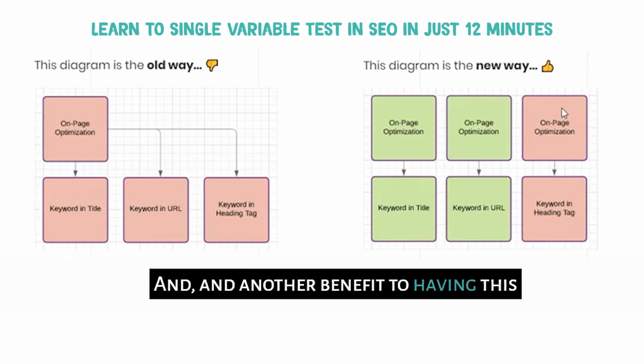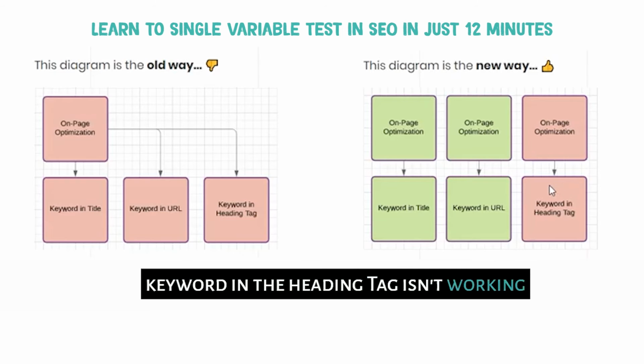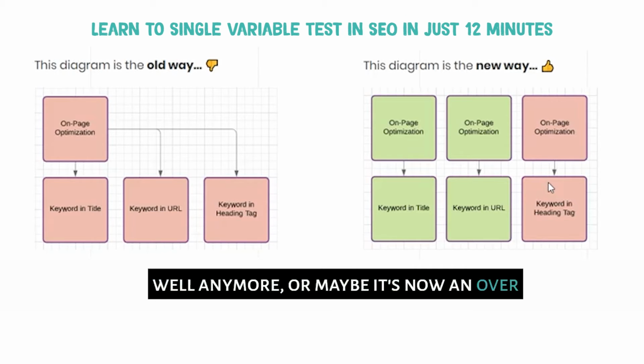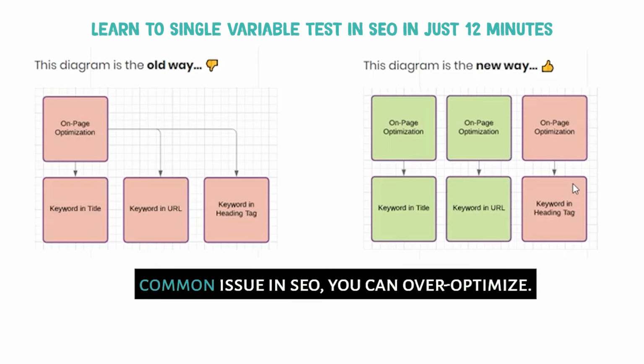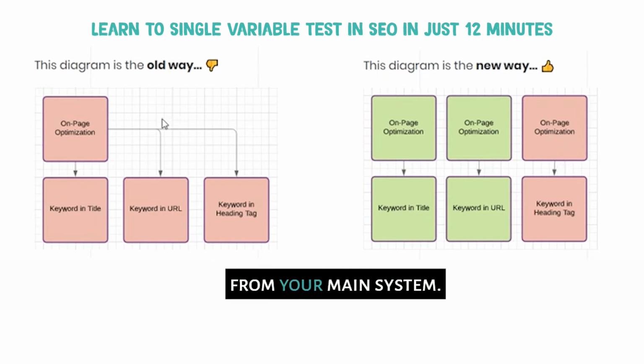And another benefit to having this done is once you see this circuit flipped, if keyword in the heading tag isn't working well anymore, or maybe it's now an over-optimizing signal, which is a common issue in SEO. You can over-optimize fairly easily. Then you just remove this from your main system.